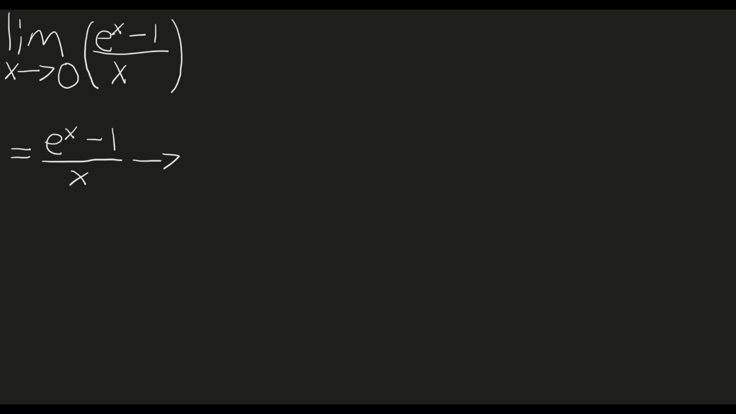So doing so, that would just simply get us e to the x over 1. And now we could plug in 0. E to the 0 equals 1, and our denominator is 1. So our final answer is just 1. I will be saving L'Hopital's rule for another video, but I just thought it would be cool to do it in this video as our last problem. But anyways, that's going to be all for this video.